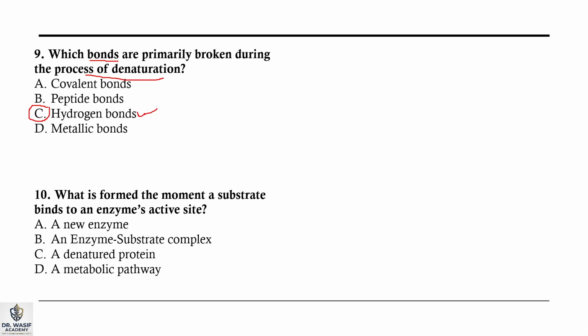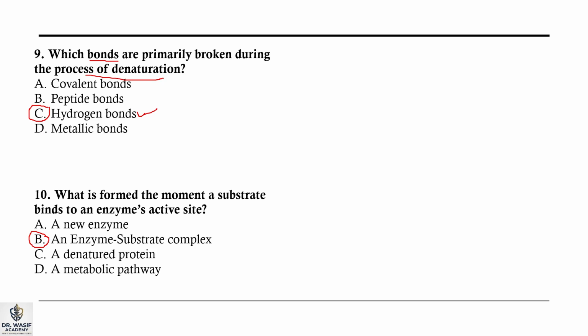Now let's move to question number 10 and tackle it. This question tests your understanding of the exact moment the key enters the lock. The question is, what is formed the moment a substrate binds to an enzyme's active site? The options are a new enzyme, an enzyme substrate complex, a denatured protein, or a metabolic pathway. Take a moment, answer this question. The correct answer is an enzyme substrate complex, that is option B.